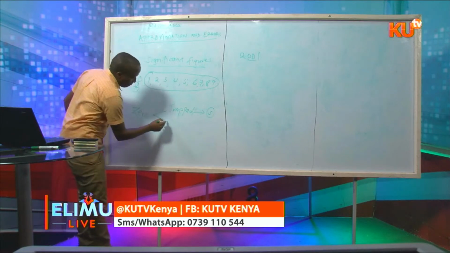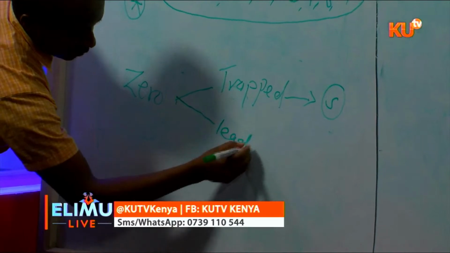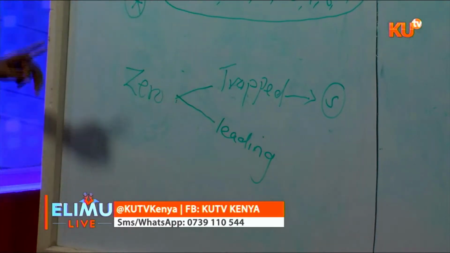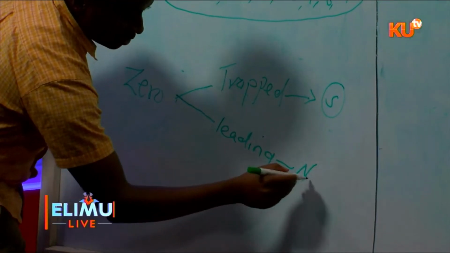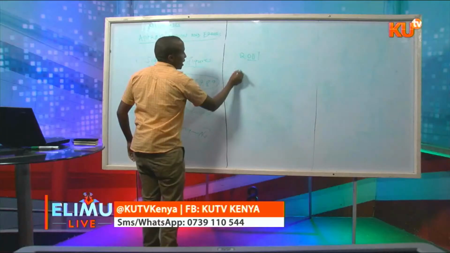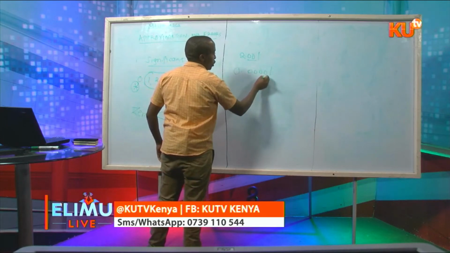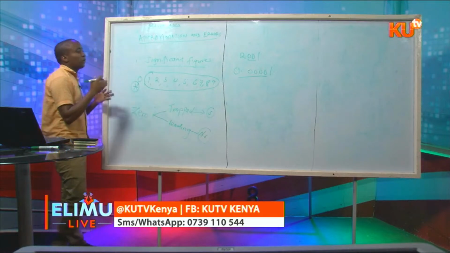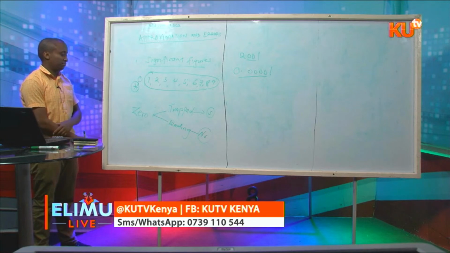Then we have the leading zeros. These zeros are never significant. What do I mean? When you look at a number, maybe 0.00001, all these zeros are not significant. Any zero that comes before any number is not significant. You need to understand that.